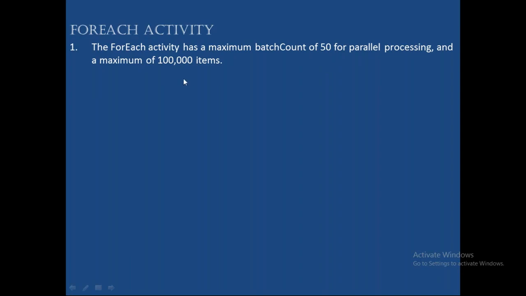For each activity has a maximum batch count of 50 for parallel processing and a maximum of 1 lakh items. So 1 lakh tables you can copy by using the for each activity. Okay, next.